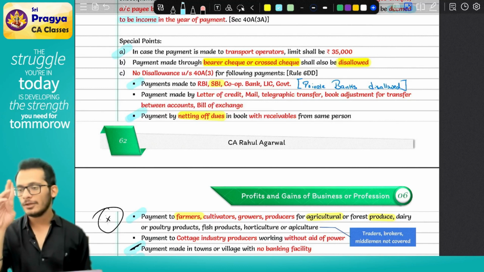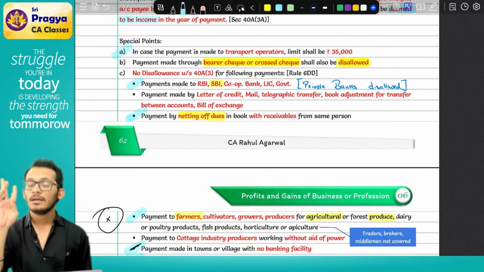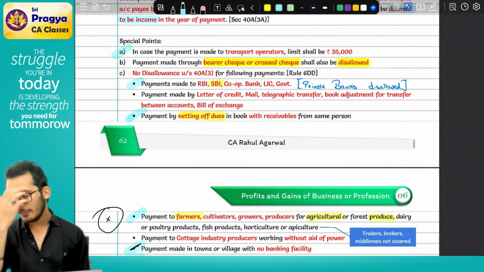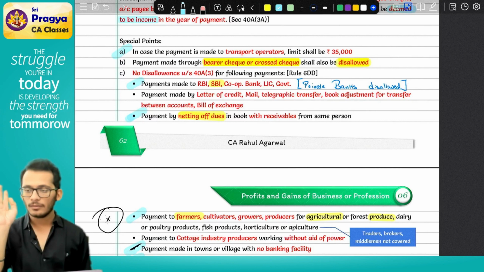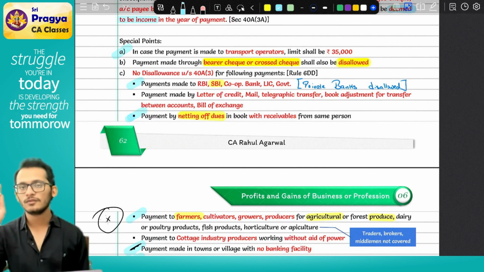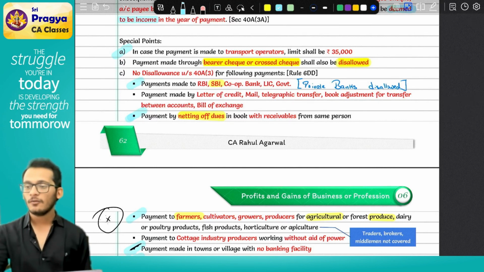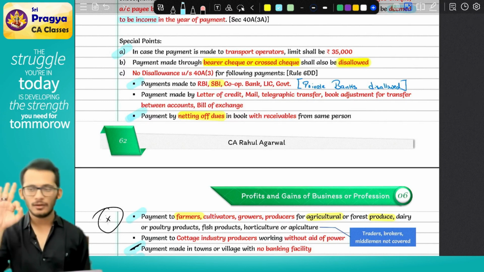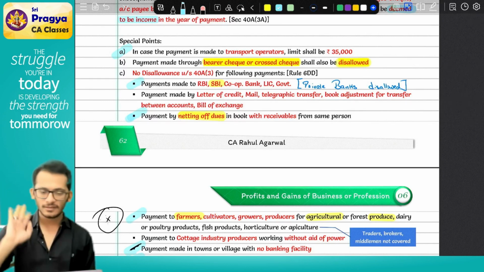If you make a payment to banks, SBI allowed, private banks not allowed. If you make a payment by netting off, allowed. If you make a payment to a person who is being sent somewhere else for work for more than 15 days, no bank facility, allowed. Payments made on bank strike day, disallowed. Bank holiday, not allowed. No bank facility, allowed. All these are cases. Clear? Yes, keep this in mind.